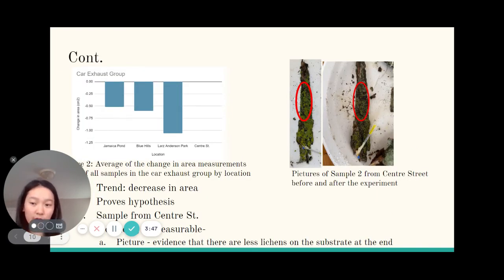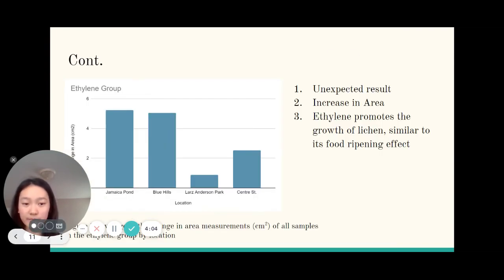So continuing, we have the car exhaust group. This group actually shows a trend of decrease in area, which proves my hypothesis. And moreover, you can see from this picture that there are fewer lichens on the substrate at the end. And for the ethylene group, there were some unexpected results, which actually show an increase in area. This means that ethylene actually promotes the growth of lichens, similar to its fruit ripening effect.